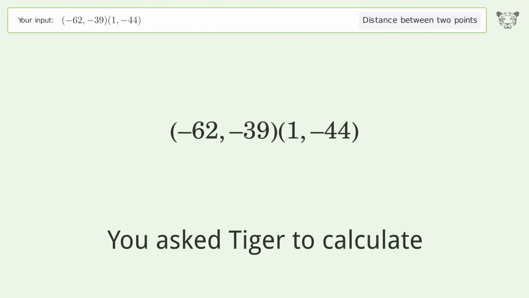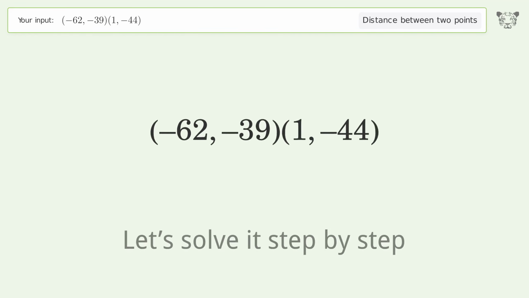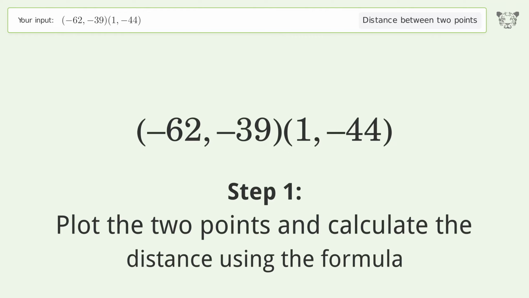You ask Tiger to calculate. This deals with the distance between 2 points. The distance between the 2 points is the square root of 3,994, or 63.198. Let's solve it step by step. Plot the 2 points and calculate the distance using the formula.